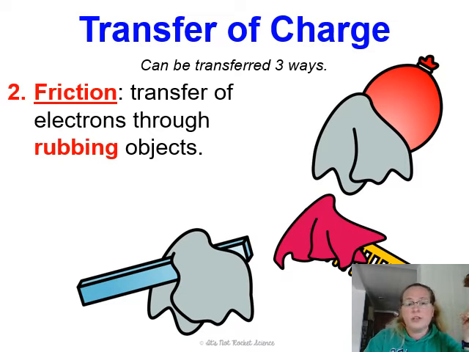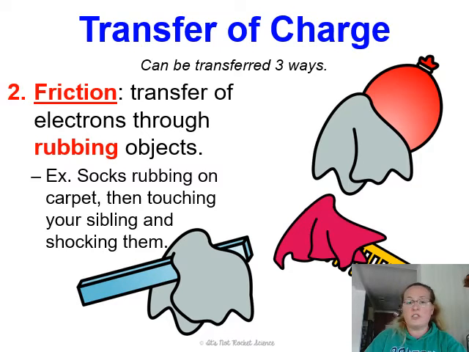We can also use friction. If you take a balloon and rub it on your hair or on your leg, that transfers electrons by rubbing the object; we call that friction. Socks rubbing on the carpet is another example, and then you touch your sibling and you shock them. That is from the friction transfer of charge.